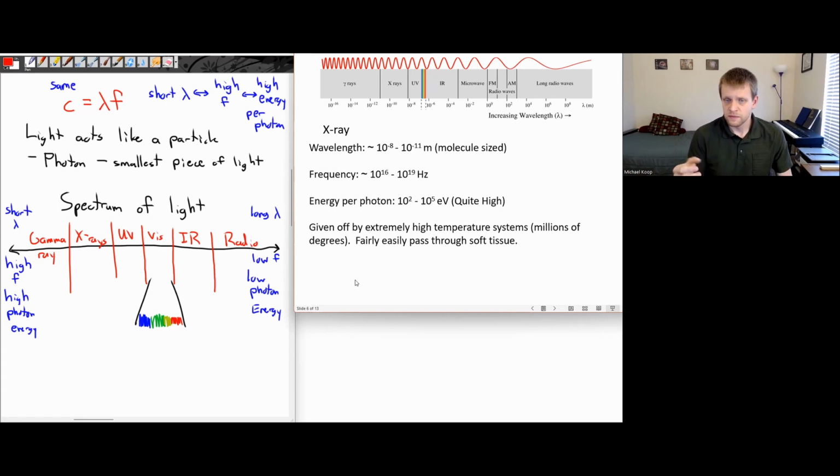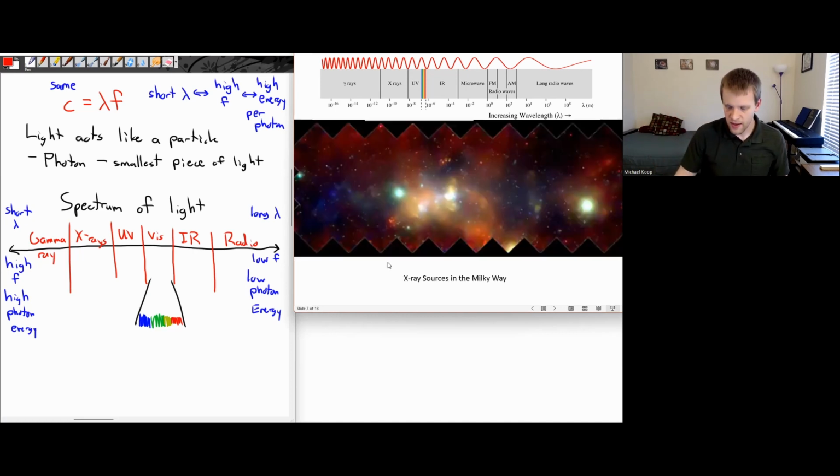Well, they're given off by extremely high temperature systems, things that are at temperatures literally in the millions of degrees, or you can use high voltage sources. So in the dentist's office, they're not heating something up in there to millions of degrees. They use high voltage sources to actually generate those X-rays. And again, when we look at the sky in X-rays, this is the disk of the Milky Way galaxy looking at it in X-ray light. And there are certain systems that seem to be giving off very, very high levels of X-rays.